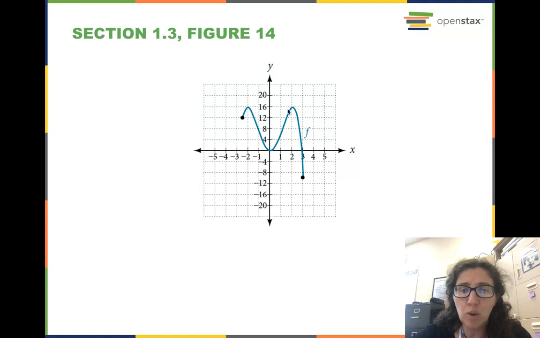But what's the greatest value this function ever reaches on the y-axis? It's 16. So these two values are also the absolute maximum values. So sometimes you can have two absolute maximum values, right? Sorry, the absolute maximum value is 16. And that occurs at x equals 2 and at x equals negative 2.